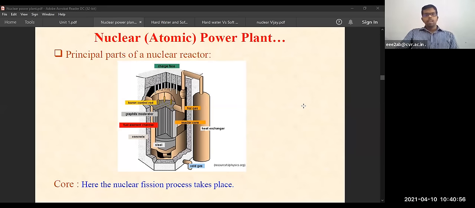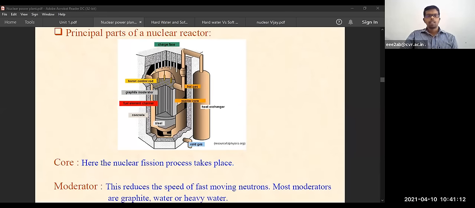Today, we are going to see about the construction and working of the nuclear power plant. If you see the construction of the nuclear power plant, these are the principal parts of the nuclear reactor. The first one is core. Here in the core only, the nuclear fission process takes place.